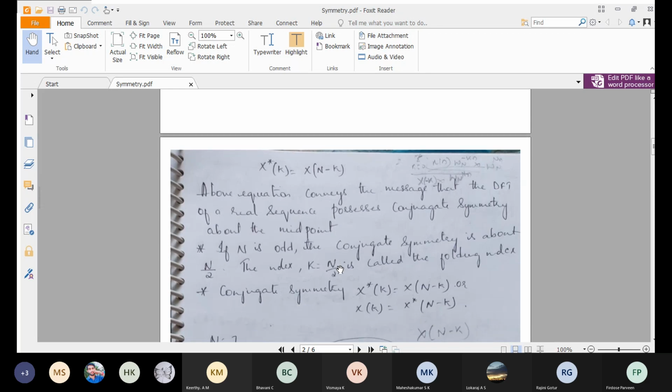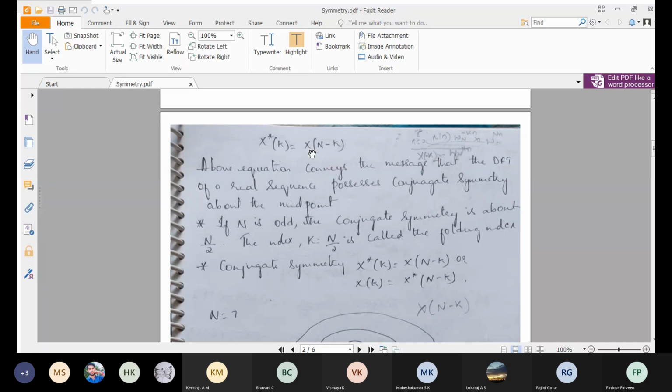So we will discuss this one. What does this above equation convey? It conveys that the DFT of a real sequence possesses conjugate symmetry about the midpoint. We'll see one example, and you will come to know.